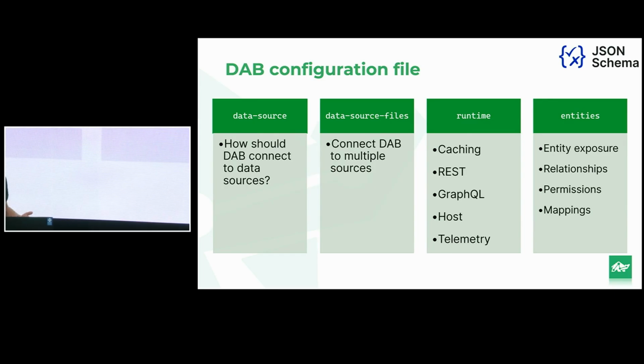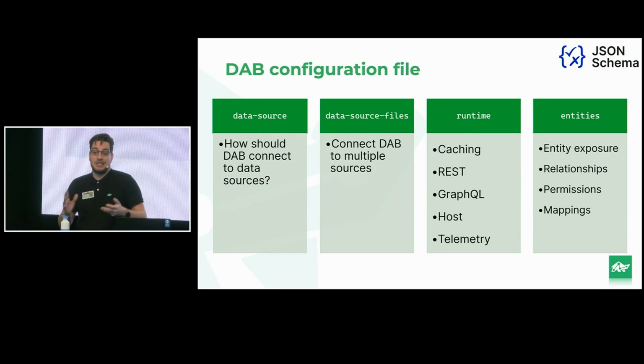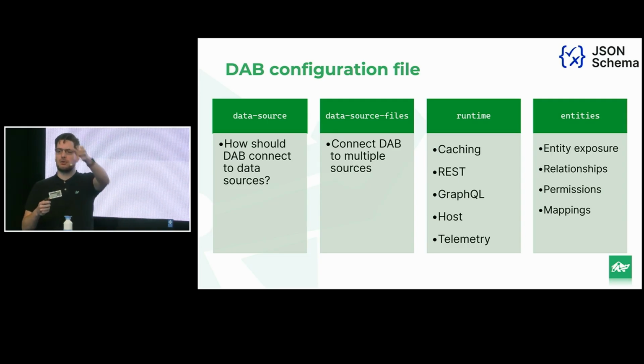So next, the configuration file, right? This is kind of the bread and butter. This is where the magic happens. It's the only thing you need. The configuration file is a JSON schema, and it's basically in 4 different sections.